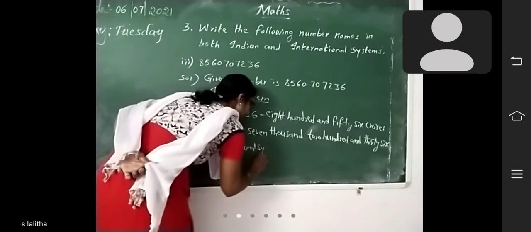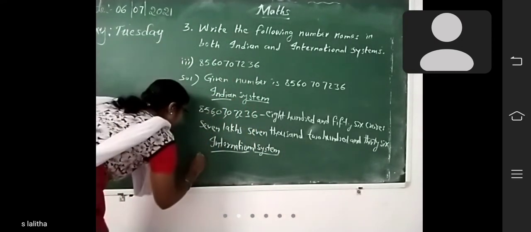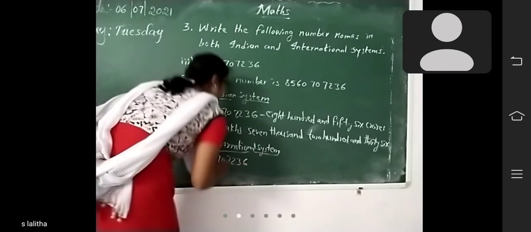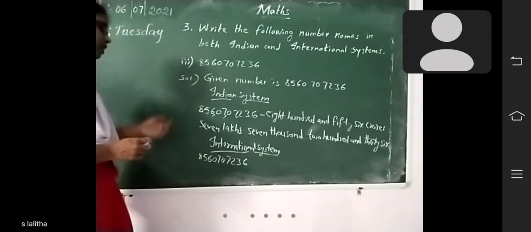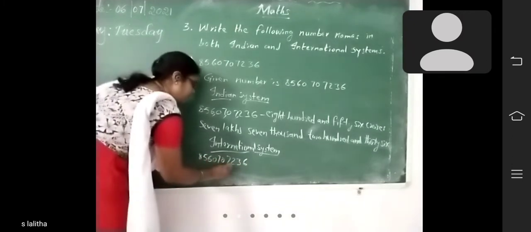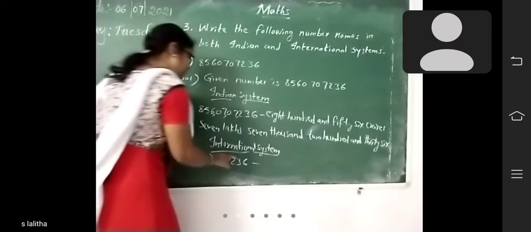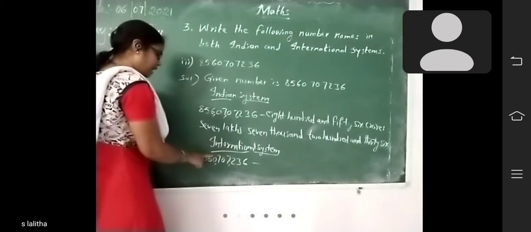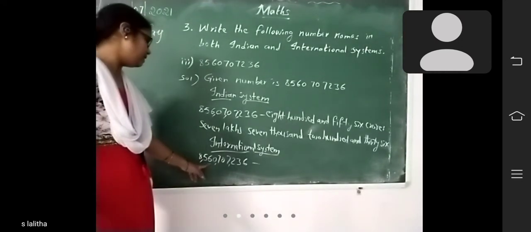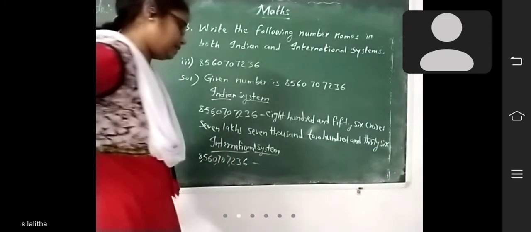International system. Write the number again: 8560707236. In the international system, you should keep the comma for every 3 digits from right side to left side. 1, 2, 3, 1, 2, 3, 1, 2, 3. Now read this number. This is ones period, thousands period, and next millions period, billions period. Read: 8,560,707,236.